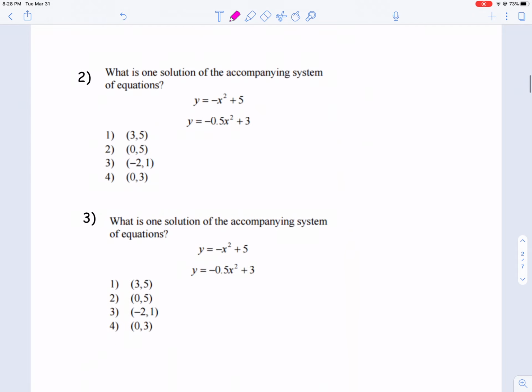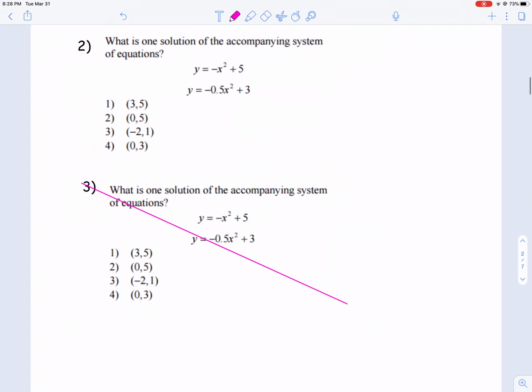All right, I'm going to scroll up. I don't know how this happened, but if you take notice, numbers 2 and 3 are exactly the same. So you only have to do, obviously, one or the other. So I'm going to just cross out number 3, because you don't have to do that.